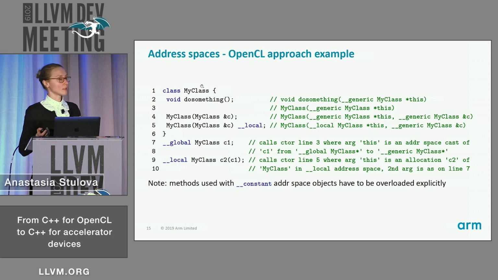Remember, I mentioned that constant isn't cast to generic, and therefore, for the constant address space methods, or methods that are to be used with a constant address space object, we will always have to provide an extra overload in the source code.